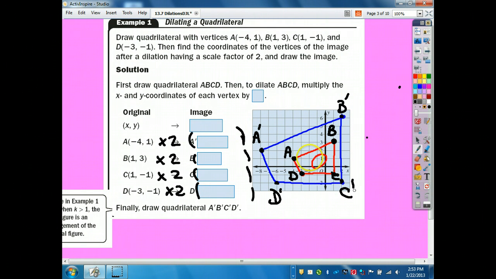We want to take our original, and they said to find the coordinates of the vertices of the image after the dilation having a scale factor of 2. So the scale factor is 2. All that means then is they want to enlarge it. But we can't just take the x's and multiply them by 2. You also have to multiply your y's. Otherwise you're going to have a distorted picture.